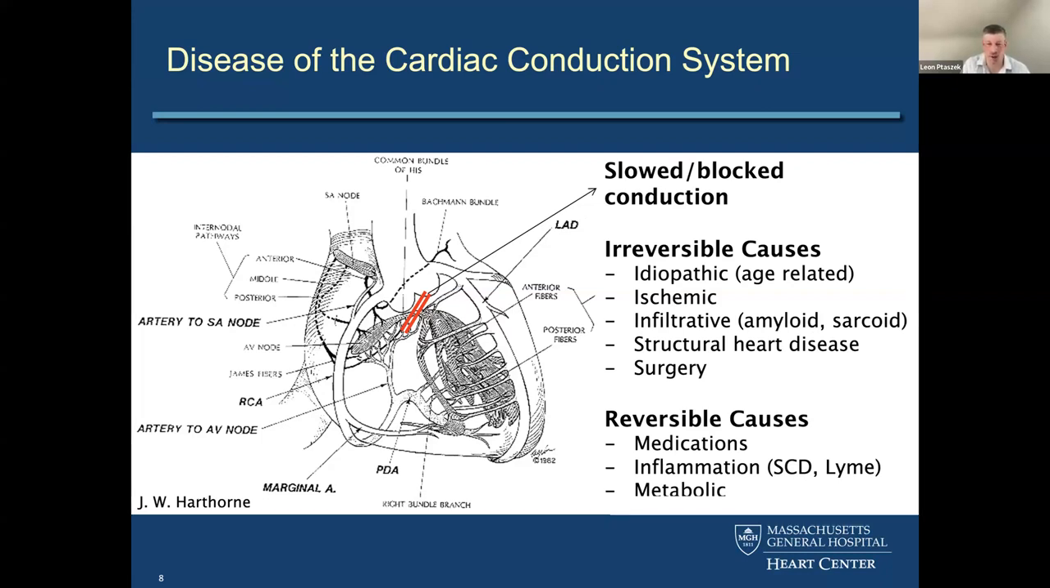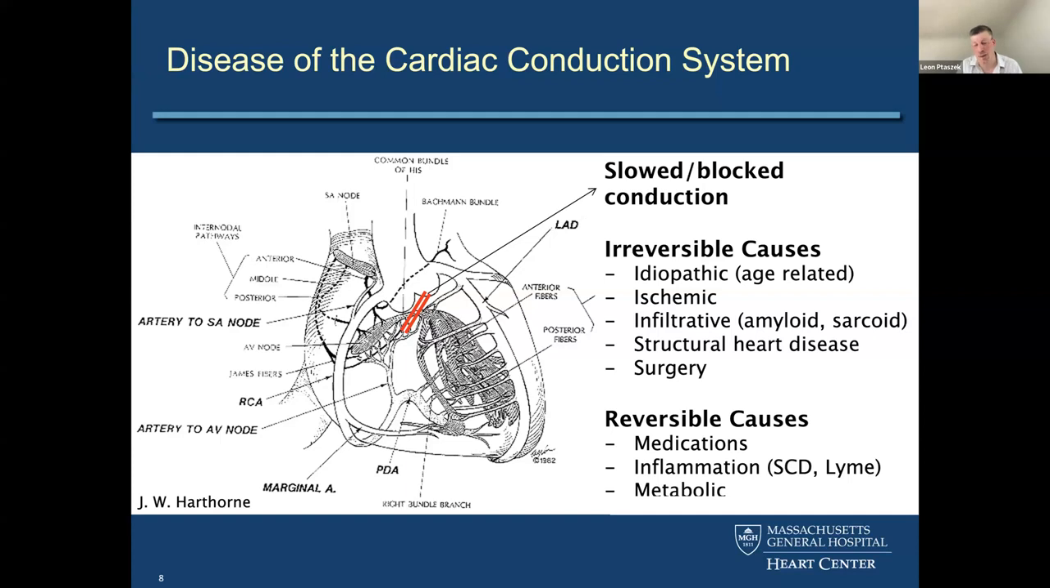Irreversible causes include idiopathic age-related progression of fibrosis through the heart, which is inexorable with age, even if a person does not have any clinically manifest conduction or cardiac disease. There's, of course, conduction system disease in the context of ischemia, or more rarely in the context of infiltrative diseases such as amyloidosis or sarcoidosis, things that were frankly perceived as being very rare in the past, but something that I think we're seeing more and more of as our appreciation of them increases over time.